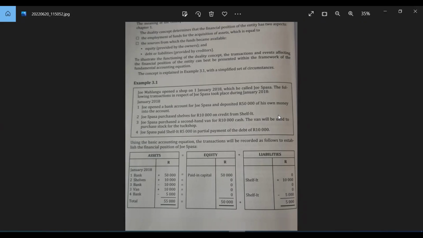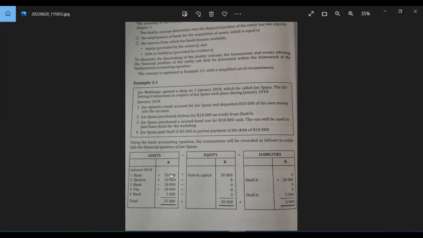So on the 1st, Joe opened a bank account for Joe Spaza and deposited 50,000 Rand of his own money into the bank account. So when the owner puts anything into the business, we call it capital. So when he put money into the business, capital increased, and capital forms part of equity, right? So we'll see that here. You'll see paid in capital, 50,000 Rand, right? And that forms part of your equity.